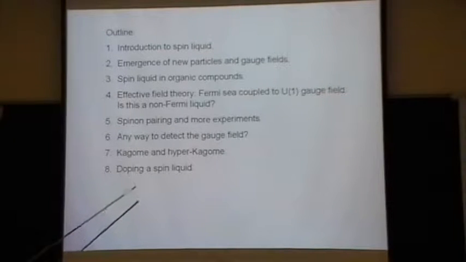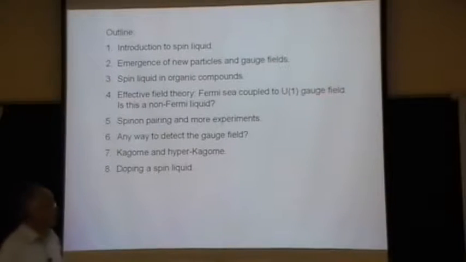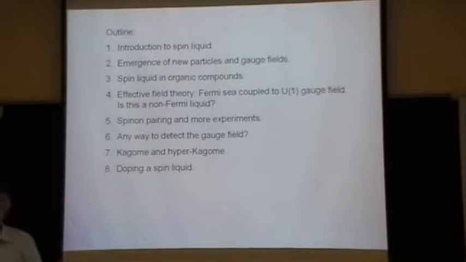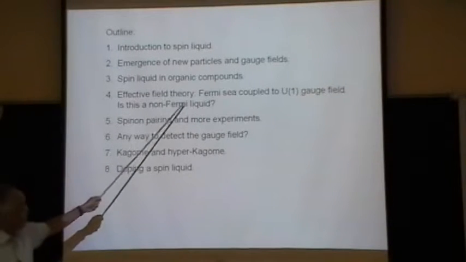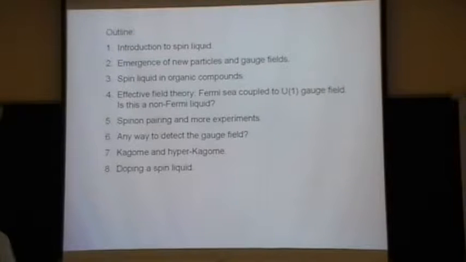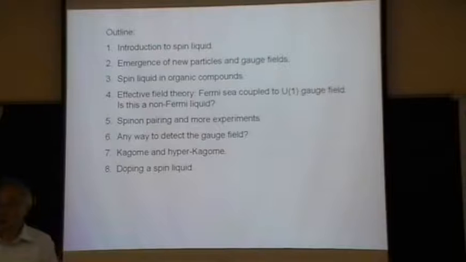Then I want to describe the effective field theory that we think describes these spin liquids. It's essentially some kind of fermion coupled to a U(1) gauge field, very much like the world we live in, which is electrons coupled to the electromagnetic field, with some differences. And one of the differences is that this gauge field is in 2 dimensions, whereas the gauge field is in 3 dimensions, even though the electrons are in 2 dimensions. But that turns out to be a big difference.